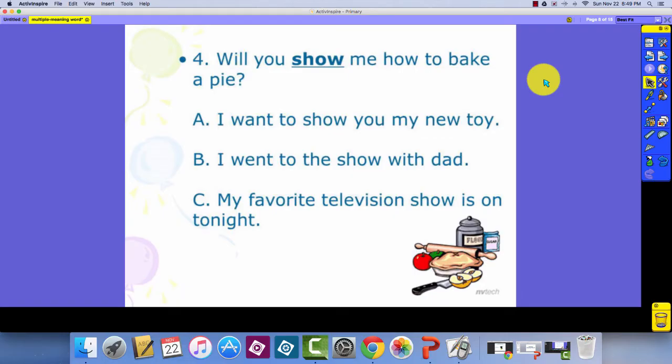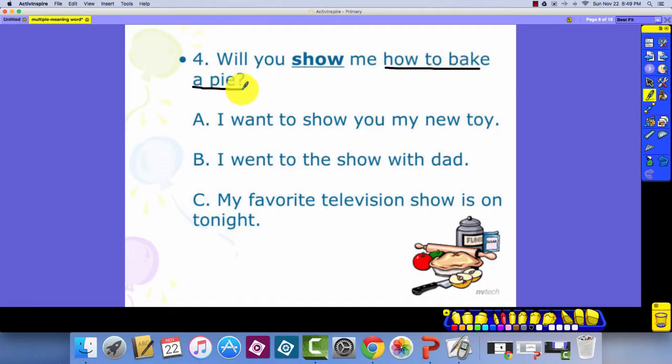So will you show me how to bake a pie? Well, my key words here in this sentence to help me determine what show means is how to bake a pie. They're asking to display something, to demonstrate how to do something, okay? So let's read options A, B, and see which option tells us how show is used in the same way. I want to show you my new toy. So show in this sentence is asking you how to display something, okay? So far I think it's option A.